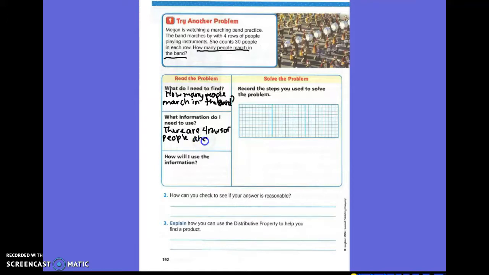And 30 people in each row. Okay, so we can see there's a diagram on the next part to solve the problem. So we will use a diagram to break apart. What factor? 30. Break apart 30 into how many tens? 10 plus 10 plus 10, times 4.